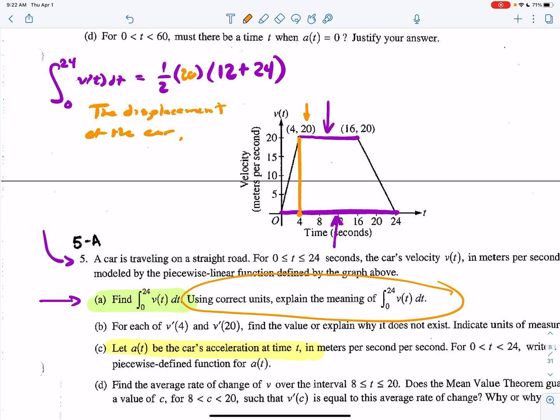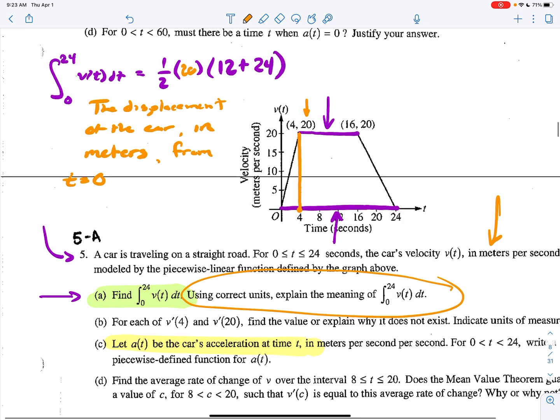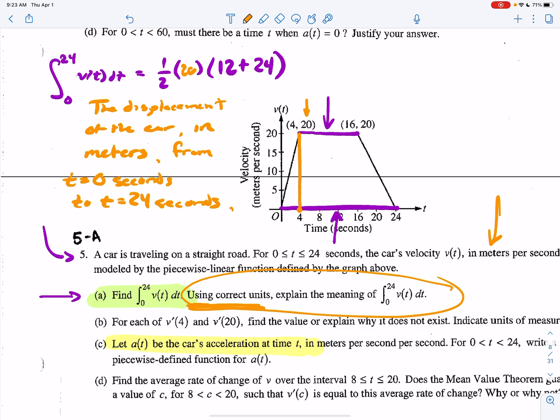Now, how do we measure displacement? How far did the car move? So in this case, we're looking for some type of units in distance. So we're just going to say meters. In meters, from t equals 0 seconds to t equals 24 seconds. The reason why I emphasize meters and seconds is that it says use correct units.